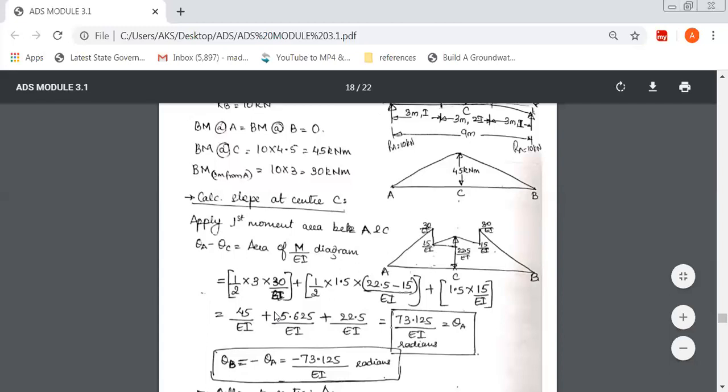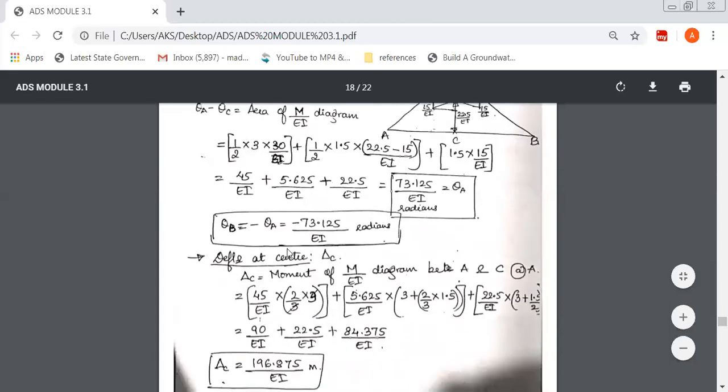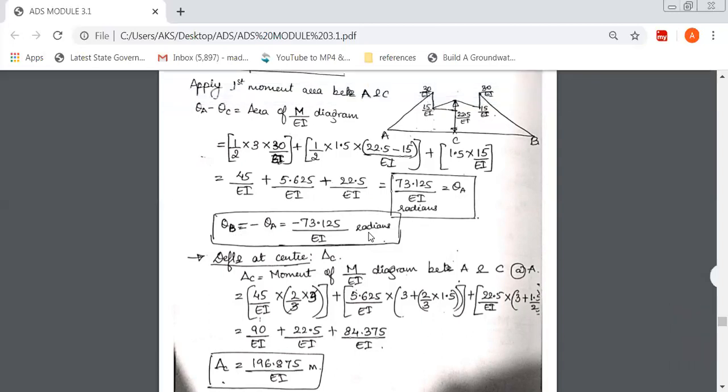When you solve this, solve these quantities individually, because these are the areas which we will be considering to solve the next deflection. So this is the area of the first bigger triangle, the area of the smaller triangle, and next the area of the rectangle. So this is theta A. Theta A is measured in radians. Theta B is just the negative side, that is theta B is just minus theta A, which is minus 73.125, that will be in radians. So we have found the maximum slopes, that is theta A and theta B.